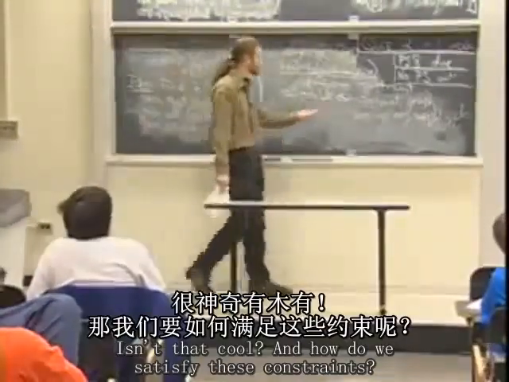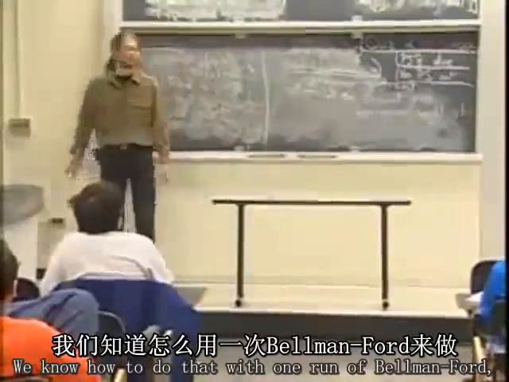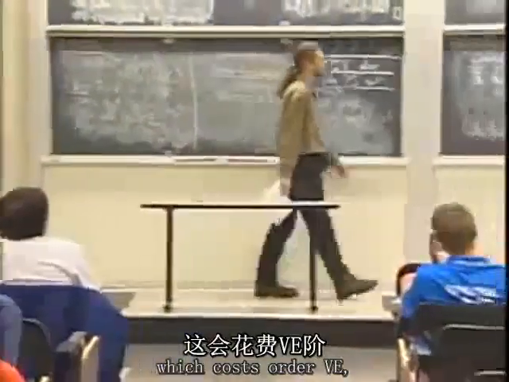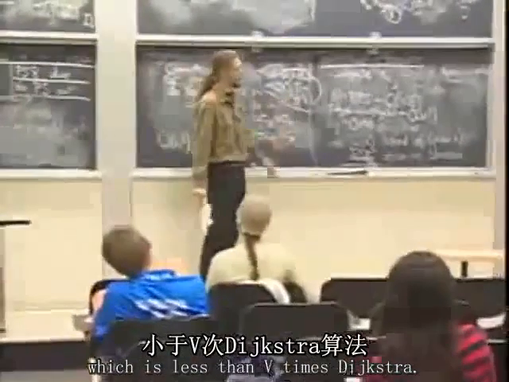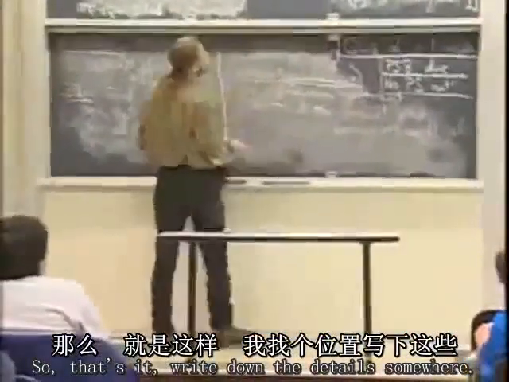And how do we satisfy these constraints? We know how to do that with one run of Bellman-Ford, which costs order VE, which is less than V times Dijkstra. So that's it. Write down the details somewhere.